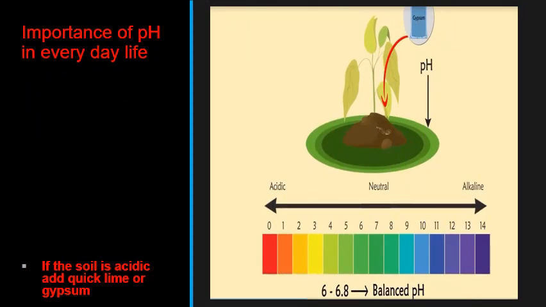To reduce the acidity, you have to use gypsum or quicklime, calcium oxide. The farmers will check the soil and add this quicklime, powder lime, to increase the pH. Not to reduce the pH, but to increase the pH, they will use the quicklime. Why? Because again there is a pH range for the growth of the plants.